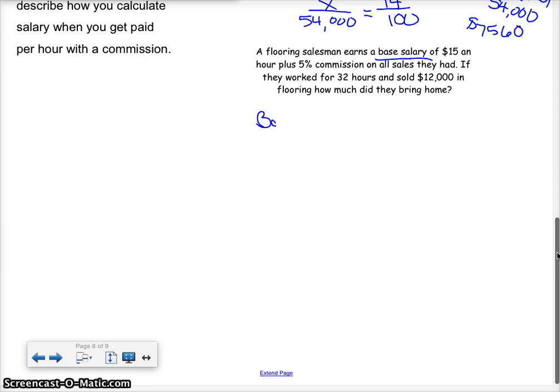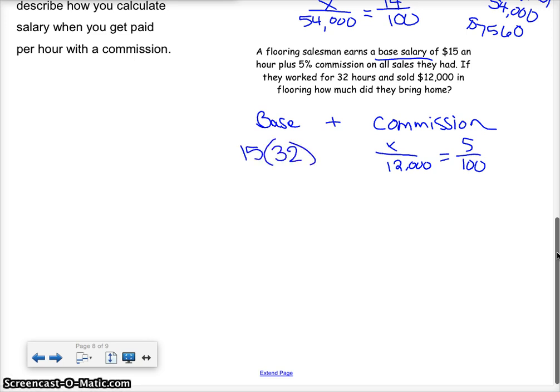So here's what they bring home. Their base, and they add to it any commission they make. So commission is only what you sell. You don't get commission off of your hourly wage. You get commission based on what you sell. So he gets part of everything he sold, $12,000, and his rate is 5%. I'm going to figure that out. And his base is, how much does he make each hour? 15 times how many hours did he work? 32. So I'm going to figure out both of these and then add them together.